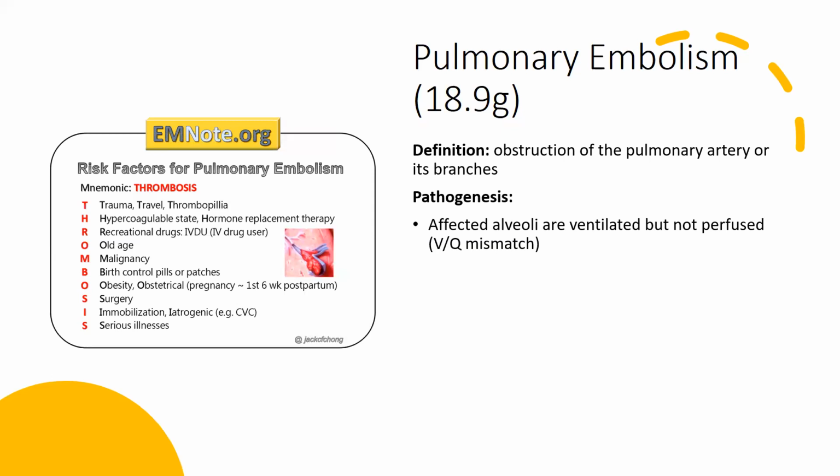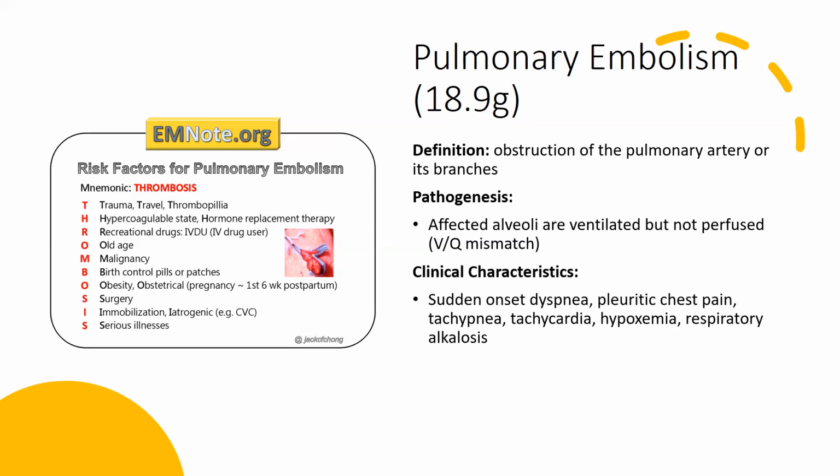Alveoli are able to be ventilated, but they aren't perfused. So it's a VQ mismatch. What do I mean by that? The alveoli, you can still breathe in air, but they're not getting blood flow, because the issue is in the arteries. The actual issue is in the blood supply, not in your ability to actually breathe in oxygen to the alveoli. So they're ventilated, but not perfused.